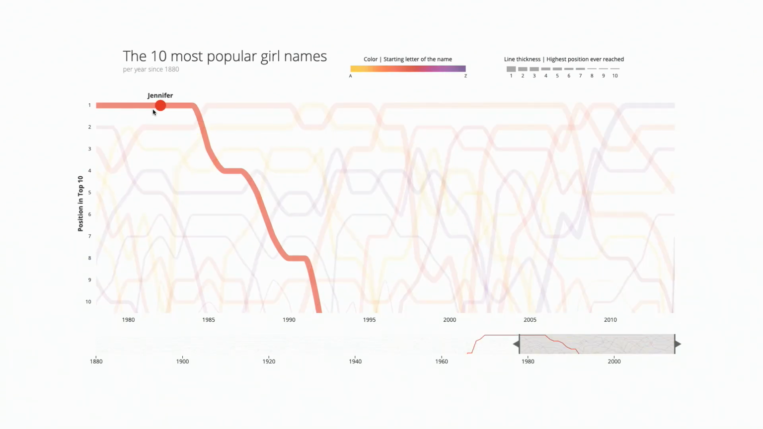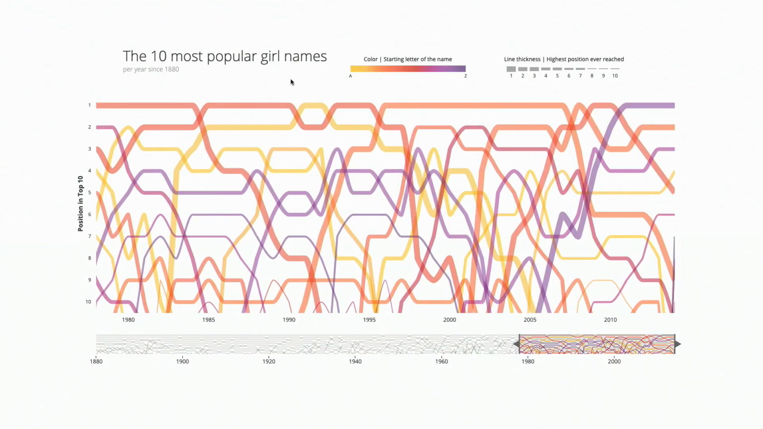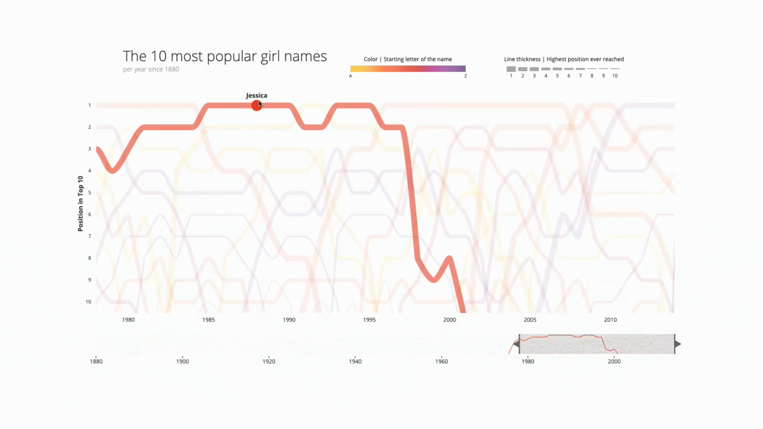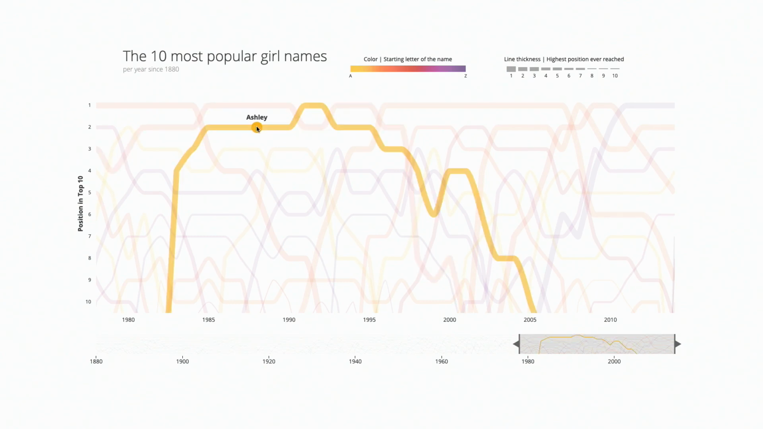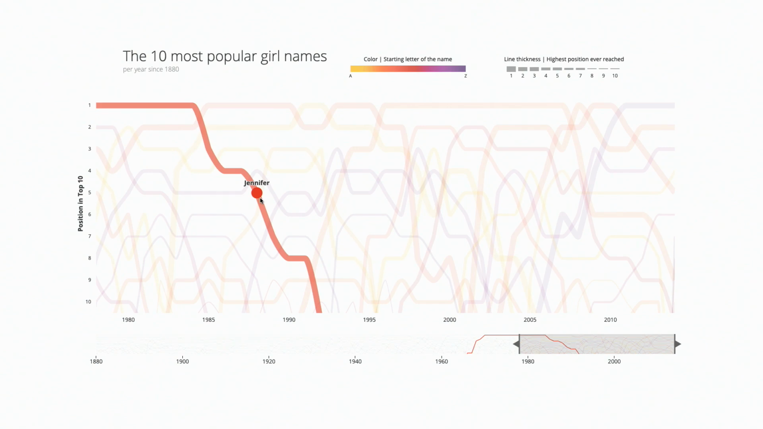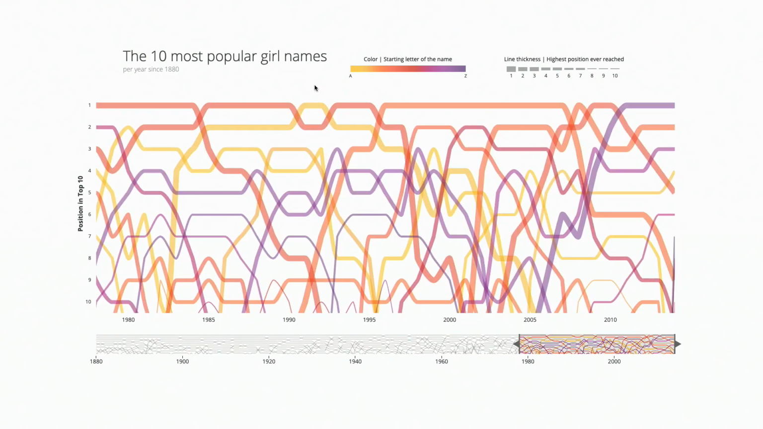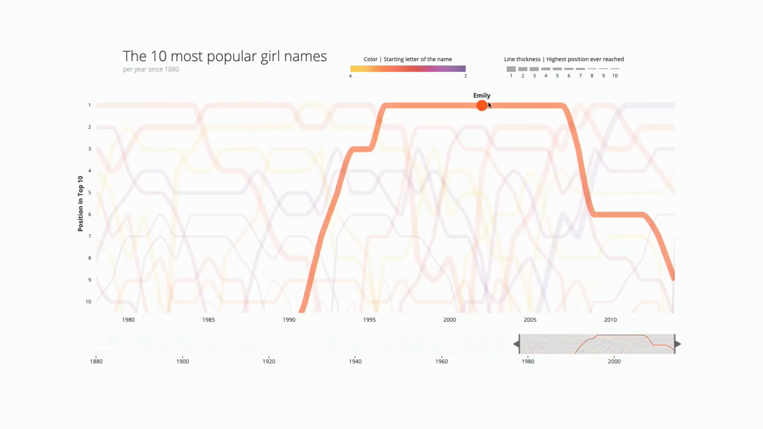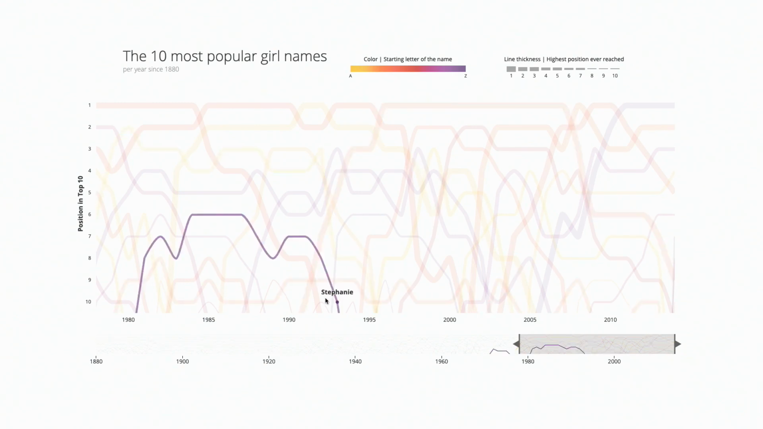So what you see here is each of these lines is a name. The vertical is the position in the top 10, and on the horizontal scale we have the years. So for example, in 1987, Jessica was the most popular girl name in the US. After that we have Ashley, Amanda, Sarah, and so on. The color is a representation of the starting letter of a name, and the thicker a line, the higher the position it reached ever. So we can see, for example, that Emily was number 1 once, but Megan never got above number 10, although she tried a few times.